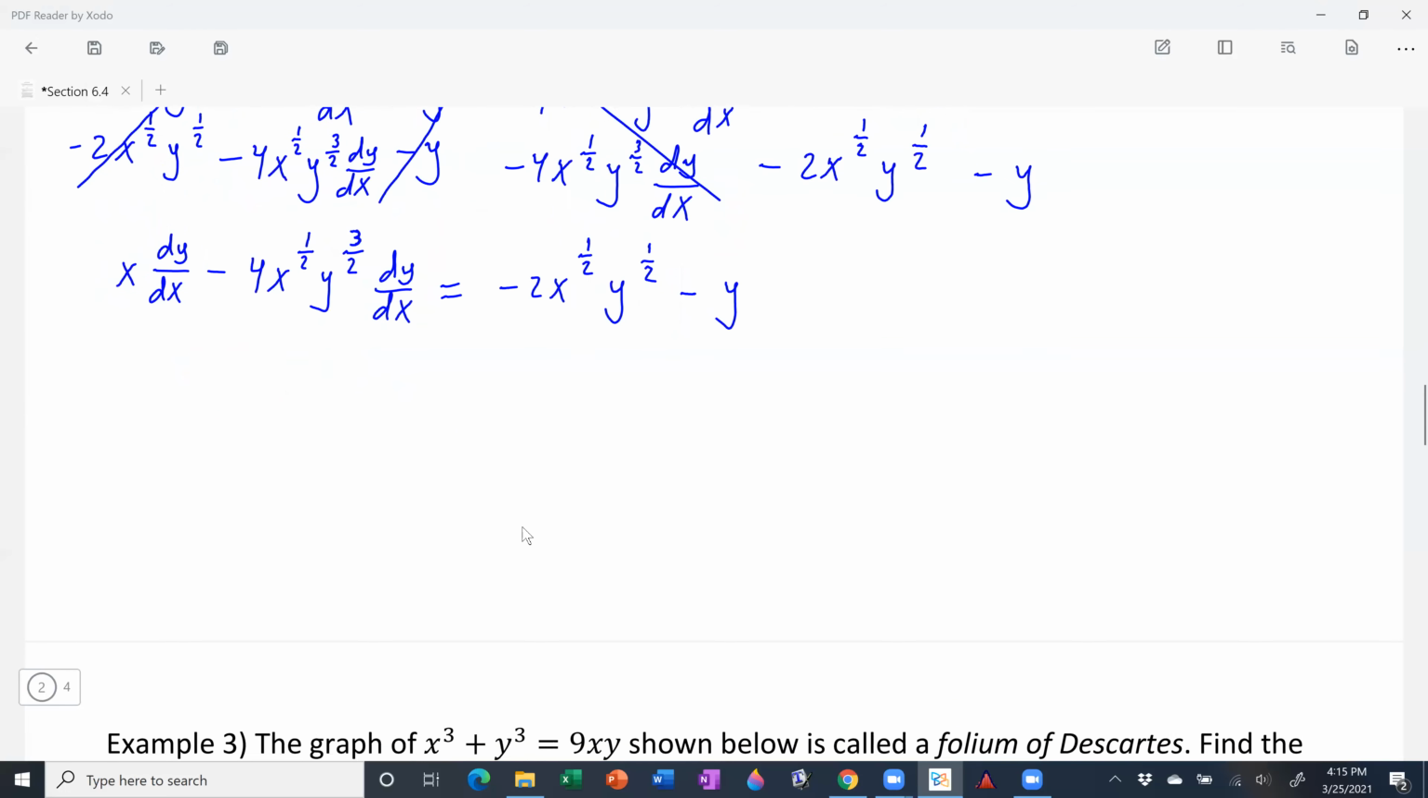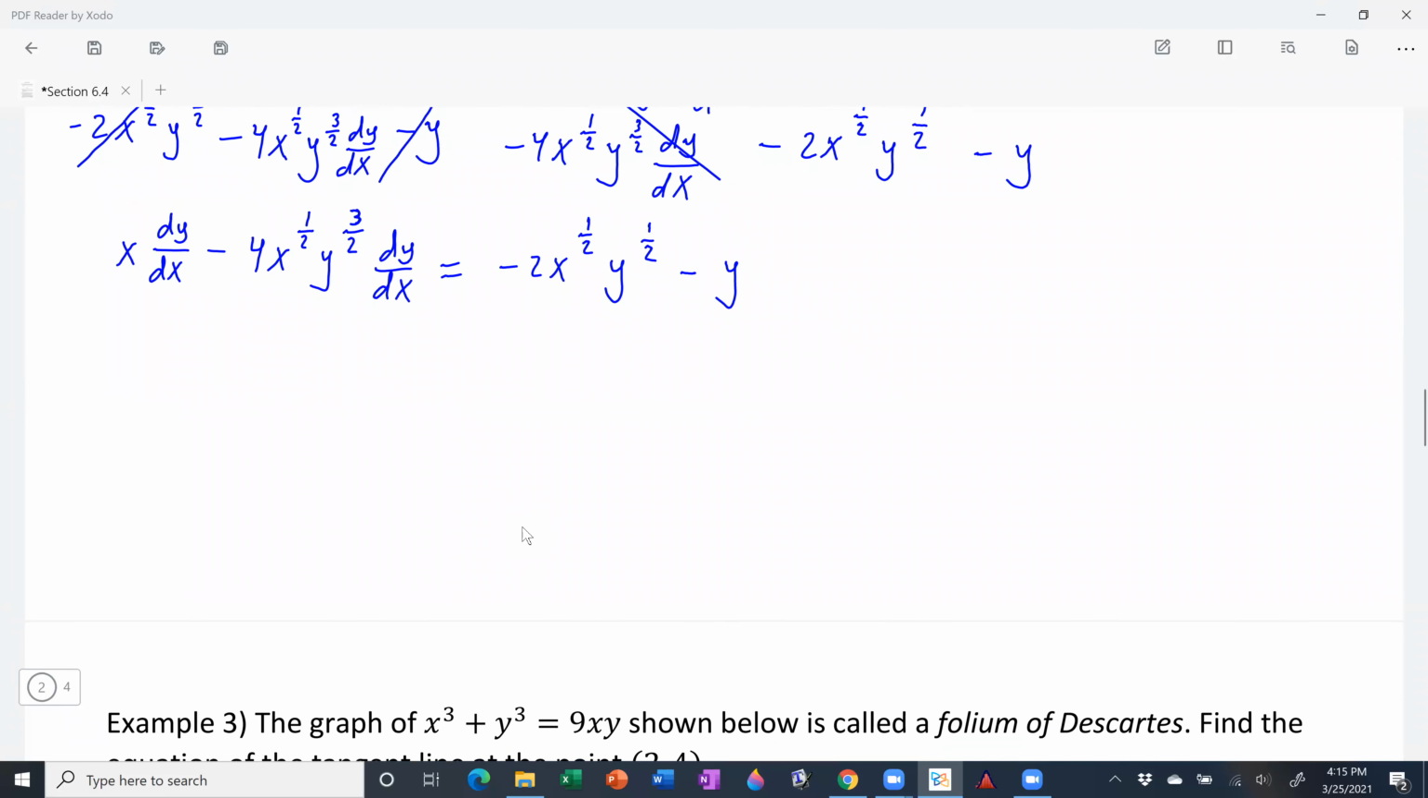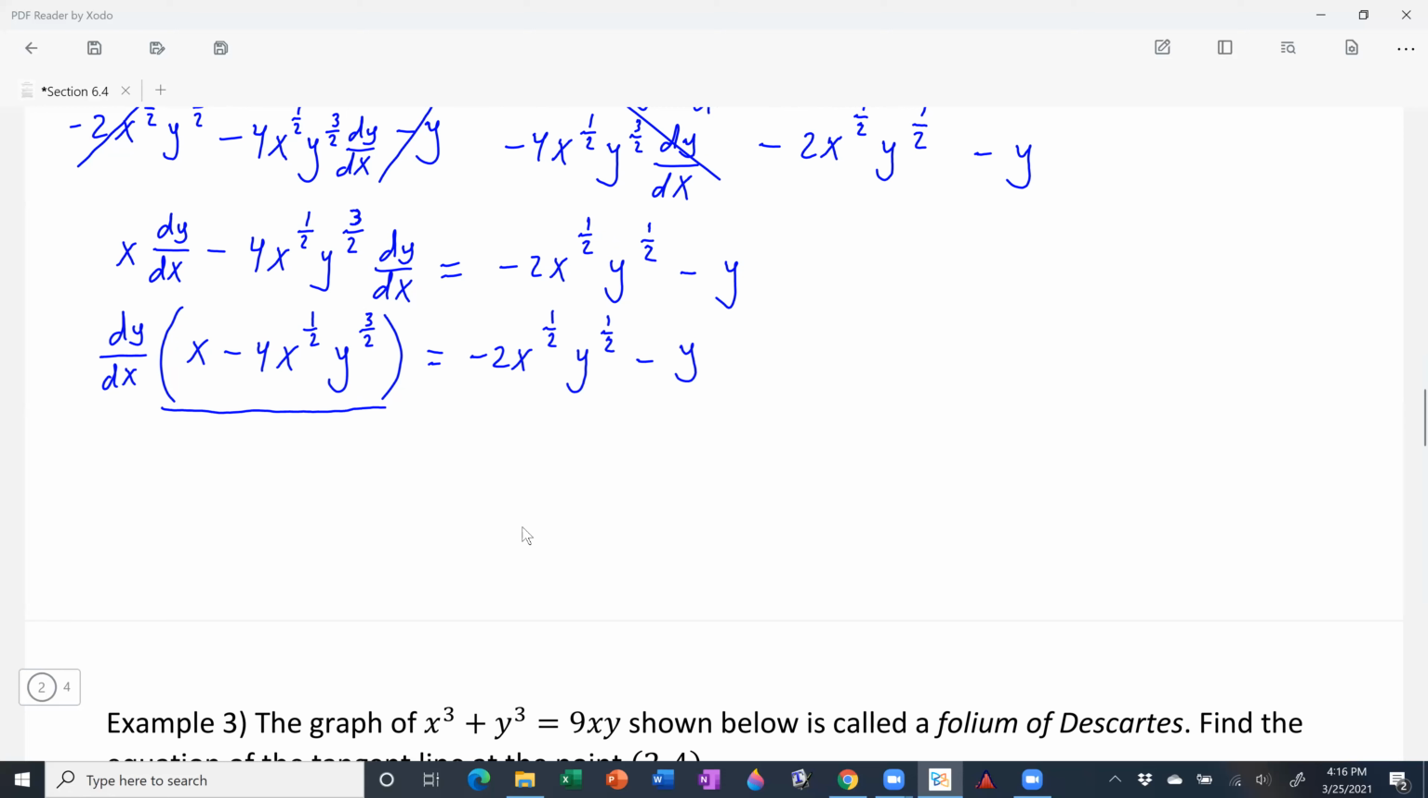Okay, almost there. We've got dy/dx as a GCF on the left-hand side, so let's factor that out. Factoring out dy/dx, we would have x minus 4x^(1/2) y^(3/2), removing the dy/dx from both terms. And then almost done. Divide both sides by that mess.